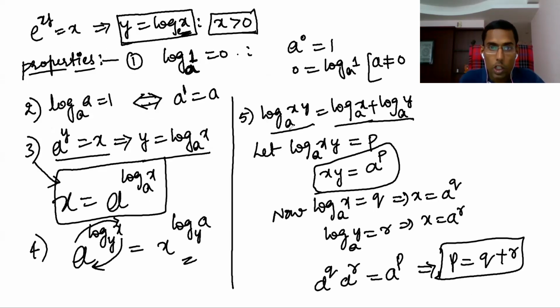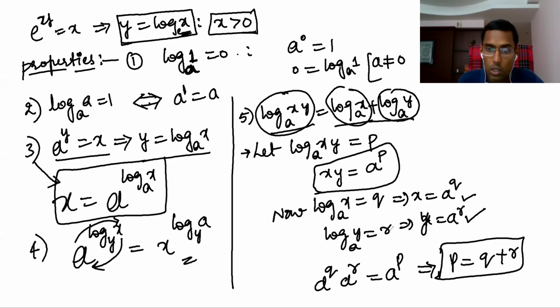Once again, log xy to the base a is log x to the base a plus log y to the base a. So here what I'm saying is, first you take this as some p, then you take this as some q, and this as some r. If log xy base a is p, then xy equals a power p. Log x to the base a equal to q, so x equals a power q. Similarly, log y to the base a equal to r, so y equals a to the power of r. This is the basic definition.